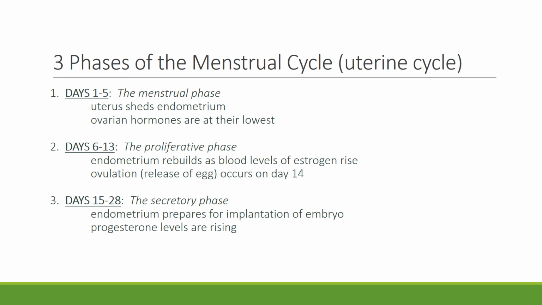The second phase is the proliferative phase, and this is days 6 to 13. It's a time when the endometrium begins to rebuild. It's just been shed, and it needs to rebuild to prepare for the next implantation should it occur. This is a time also when blood levels of estrogen begin to rise. During this time, ovulation will occur at the very end on day 14. Days 15 to 28 are known as the secretory phase, and during this time the endometrium prepares for implantation of an embryo. It's also a time when the progesterone levels are increasing.